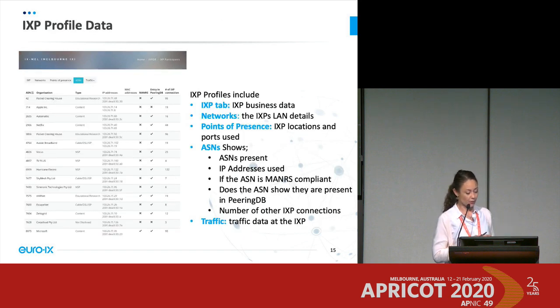So it has IXP profile data, and just by filtering in various ways, you can look at the IXP business data, network, so the IXP's LAN details, what locations the IXP is at, and then it can also show you what AS numbers are present, IP addresses, whether or not that AS number or the network is MANRS compliant, whether or not that AS number is shown in PeeringDB. So that's an interesting filter as well. If you want to get more of the networks that are connected at an IXP to put their data in PeeringDB, this will very quickly give you an overview of that. And then also a number of other IXP connections and traffic.